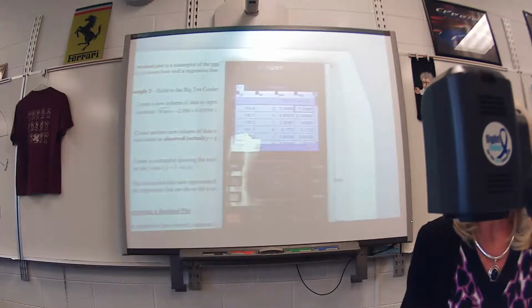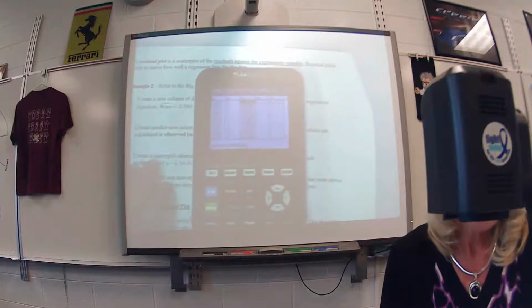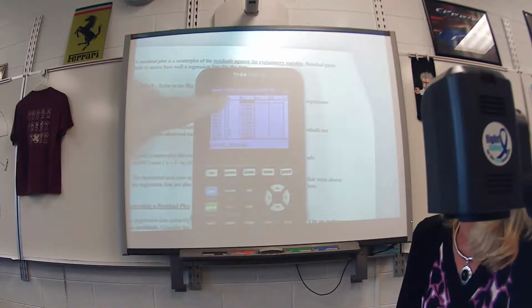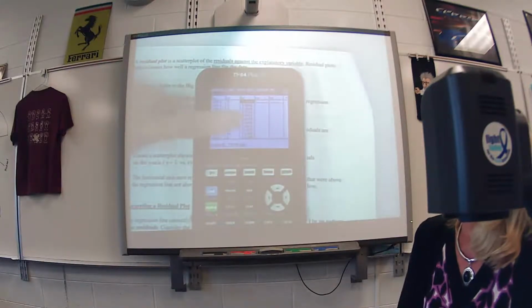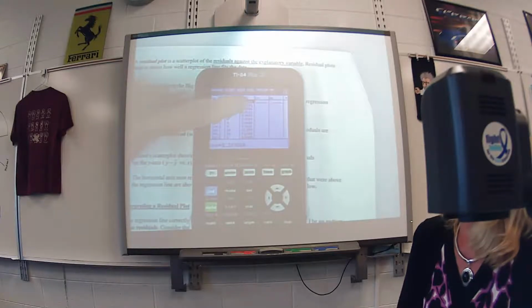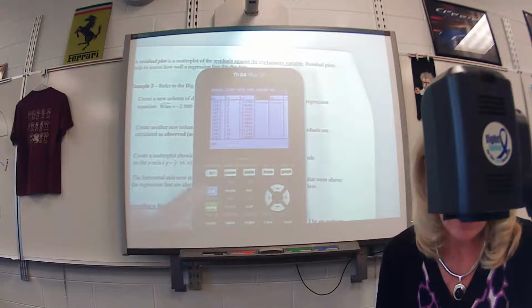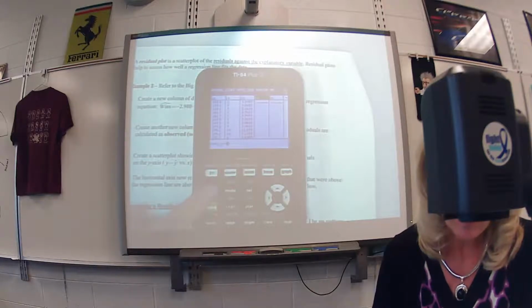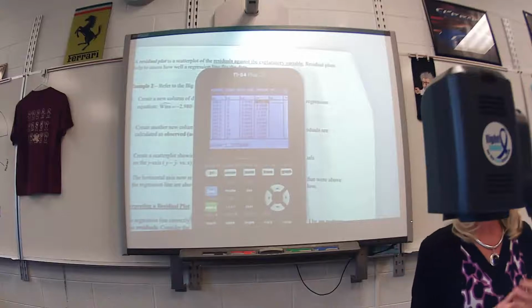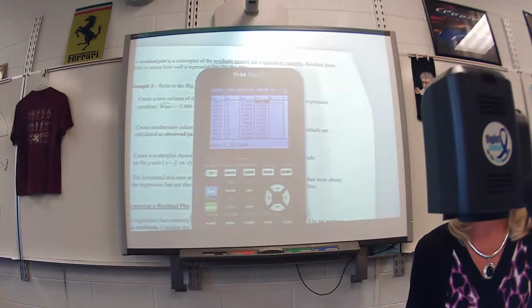So 84s. What we really want is here's y hat, we'll call it wins and predicted wins. So I'm going to go up to the top of L4 and I'm just going to do L2 minus L3. And there they are. Those are your residuals.